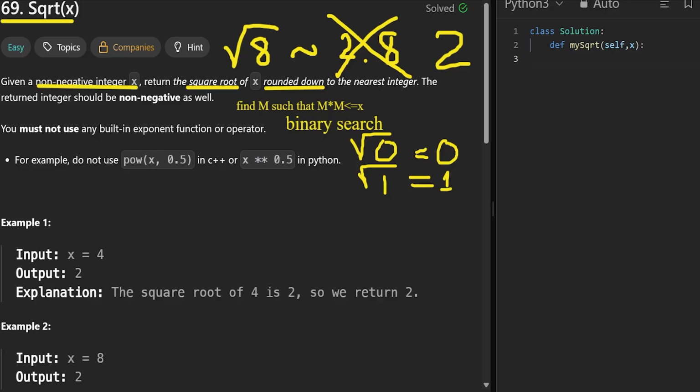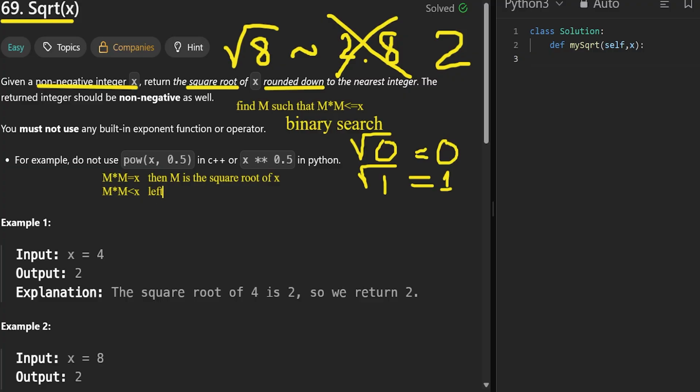Now, here is our main focus, binary search. For any x larger than 1, square root of x cannot be larger than half of x. So in the range between 1 and half of x, find the middle and compare middle times middle to x. If equals, middle is the square root. If middle times middle is less than x, then the square root must be larger than that middle.